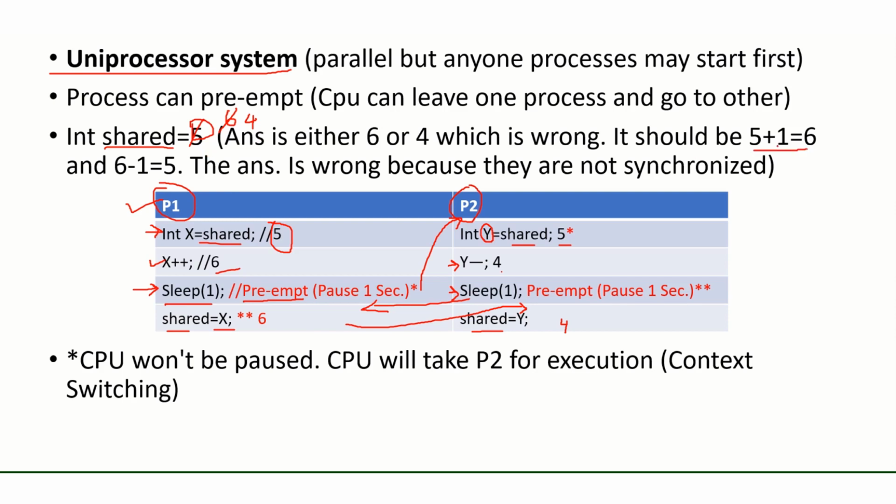5 plus 1 equal to 6. And then we have decremented 1. So the value at the end should have been 5 only, because 5 plus 1 is 6 and 6 minus 1 is 5. But the answer is wrong. Why is the answer wrong? Because there is no synchronization between P1 and P2.